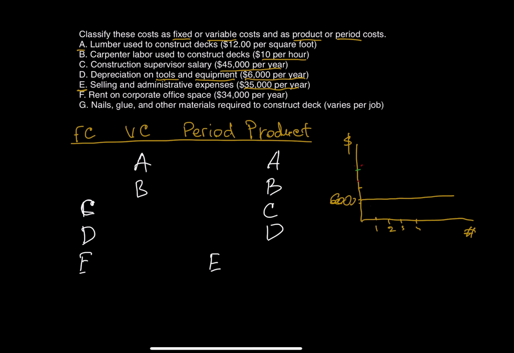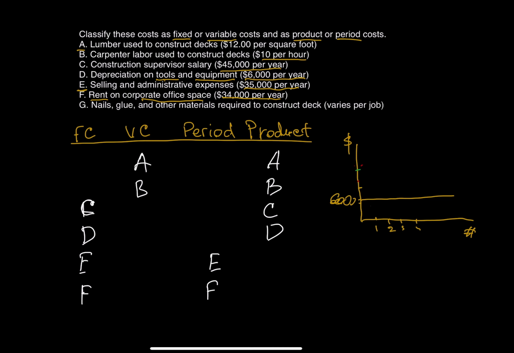Now, next one is rent on corporate office space. Rent here is $34,000 per year. Again, we're talking about fixed costs. It's going to be F, fixed cost. And it says rent on corporate office space. If it said rent on a factory space, then it would have been a product cost because we use the factory space in a production process. But here it says corporate office space. And so we're going to expense it as we incur it, and therefore it's going to be a period cost.